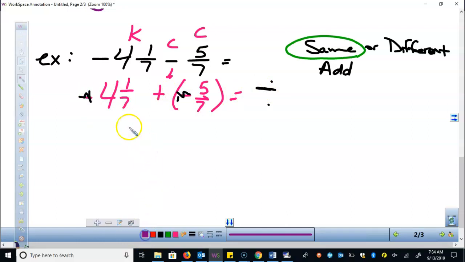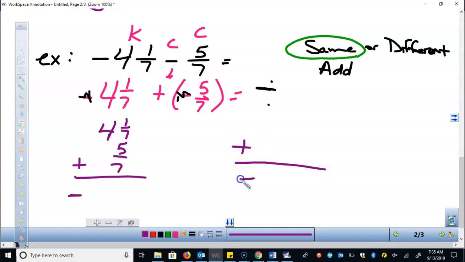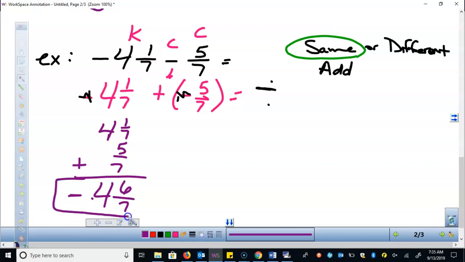Let's add those fractions. 4 1/7 plus 5/7. We know the sign's going to be a negative. Before we even get to this point, we have our problem already set up. We know we're adding, we know our answer is going to be a negative. So now it's just a matter of putting the numbers where they go and then adding the fractions. 1/7 plus 5/7 is 6/7. And then 4 plus nothing is 4. Our answer then is -4 6/7.